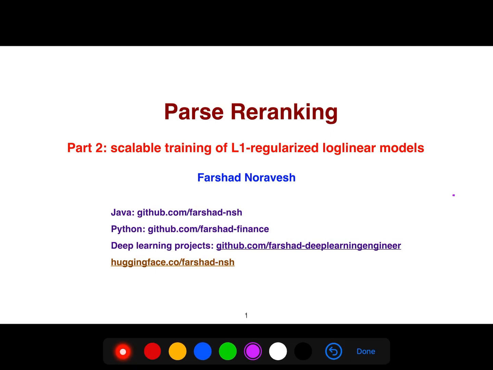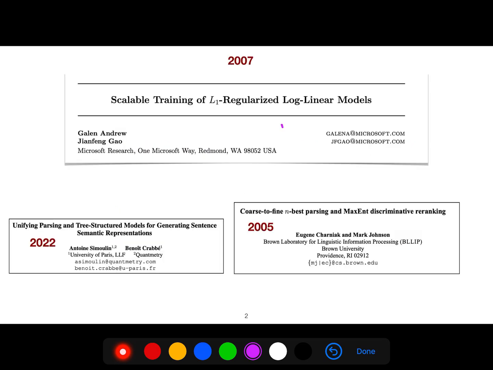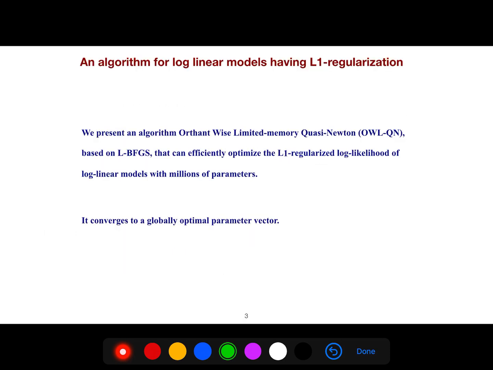So let's focus on another article, which is scalable training of L1 regularized log linear models that we use for re-ranking. This article is from 2007, but they used the article from 2005 of Charniak, and this article is also very interesting. So we present an algorithm, orthant-wise limited memory quasi-Newton, based on LBFGS, that can efficiently optimize the L1 regularized objective.